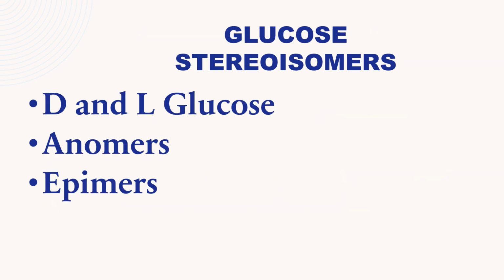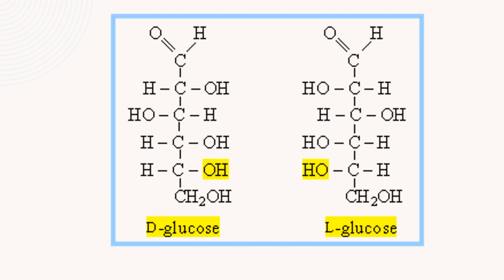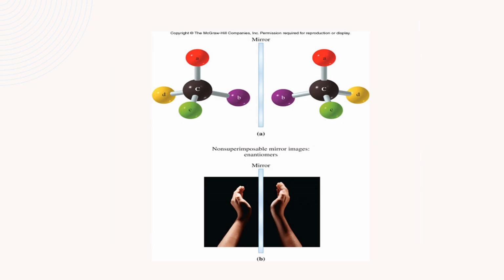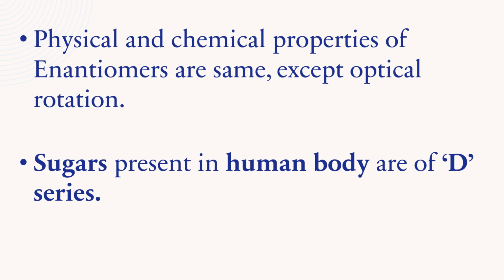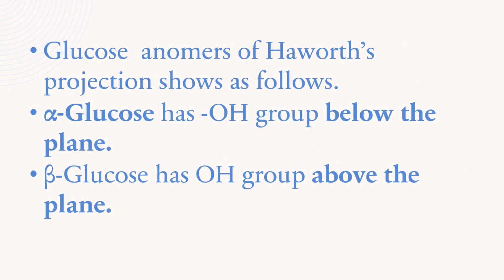Glucose stereoisomers. There are three different types: D and L glucose, anomers of glucose, and epimers of glucose. See, this is the D glucose and this is the L glucose. Only the change is in the OH position at the C5 of the glucose. These non-superimposable mirror images are known as enantiomers. Physical and chemical properties of enantiomers are the same except optical rotation. Sugars present in the human body are of D series.